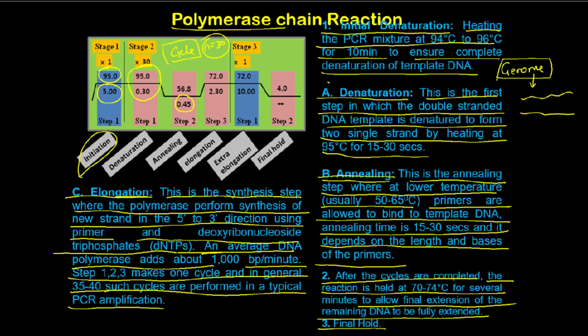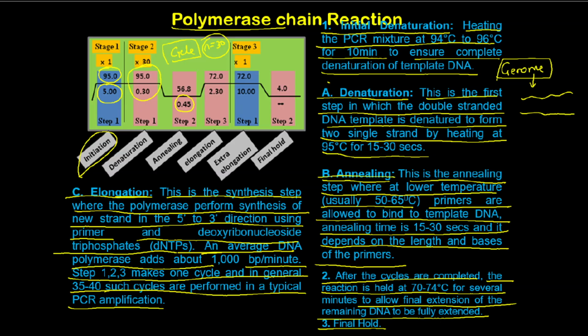Okay, so primers are allowed to bind to the template DNA here, and the annealing time is generally 15 to 30 seconds, and it depends upon the length and the bases of the primers also. Okay, if the length of the primer is high, then you need to give a larger time to anneal, and also if the GC content is high or AT content is high, depending upon that the annealing time varies.